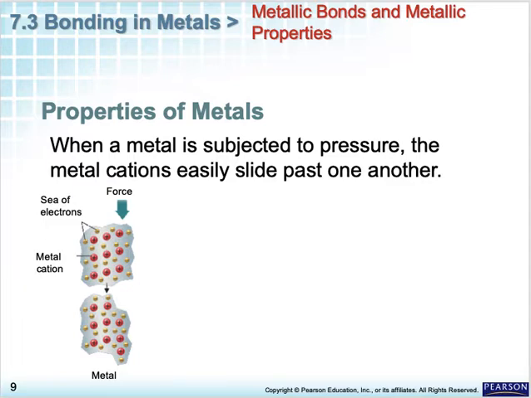So when a metal is subjected to pressure, either by a hammer or being forced through a die like it was in the previous slide, those electrons kind of act as a lubricant. They allow the metal atoms, the cation metal cores, to slide past each other, and so then we can reshape it very easily.